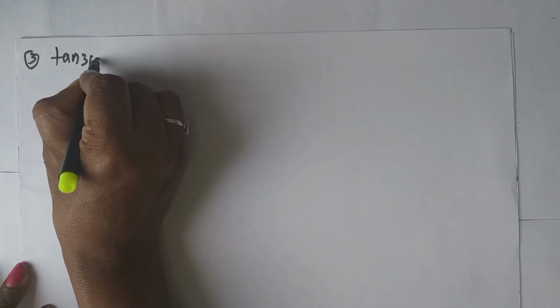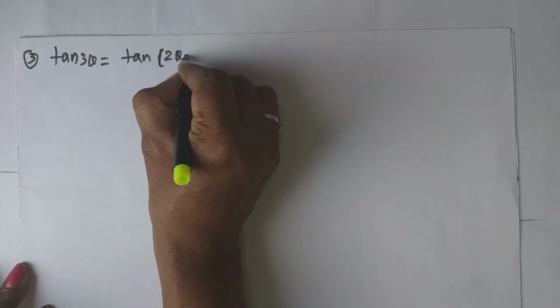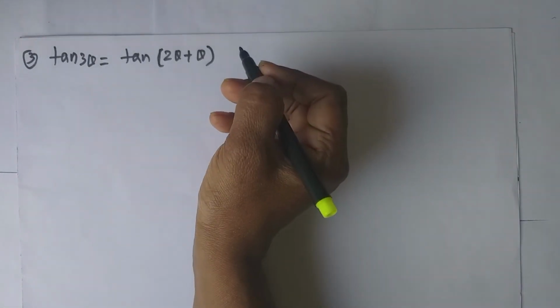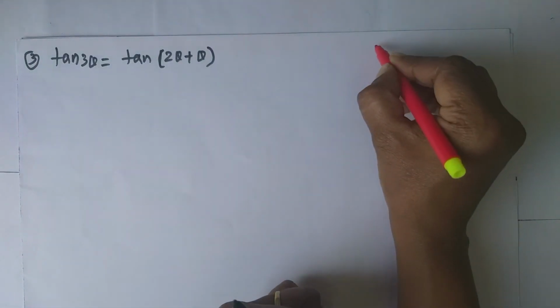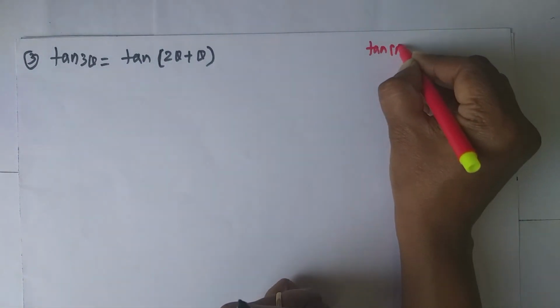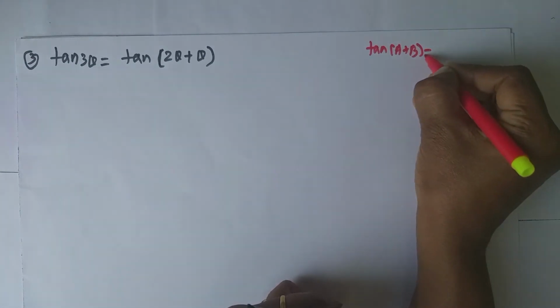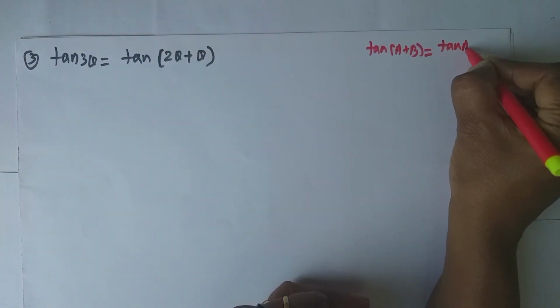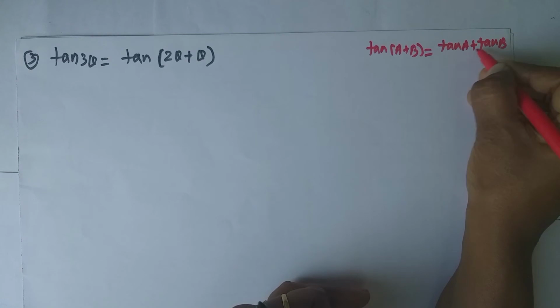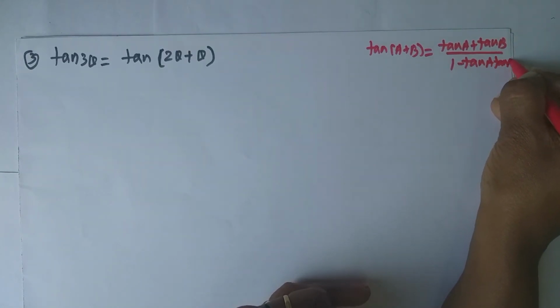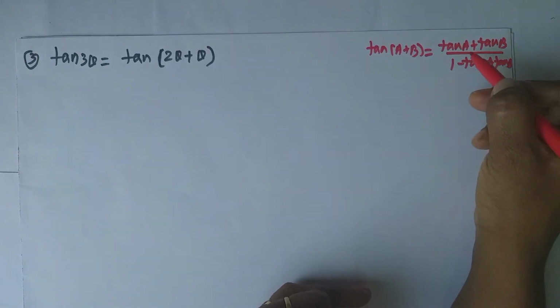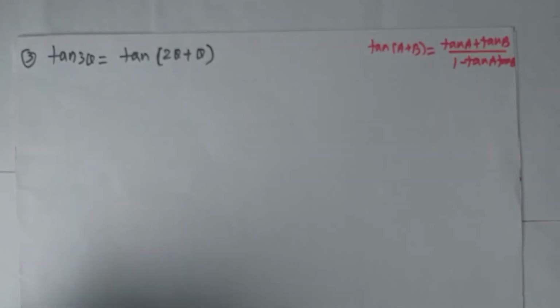Again I can write this tan 3 theta as tan of 2 theta plus theta. See, in each and every case I am splitting this 3 theta into 2 theta plus theta. And I have seen the formula of tan (A plus B). What is that? That is tan A plus tan B divided by 1 minus tan A tan B. Okay. I will use this formula. And what is A here? A is 2 theta and B is theta.